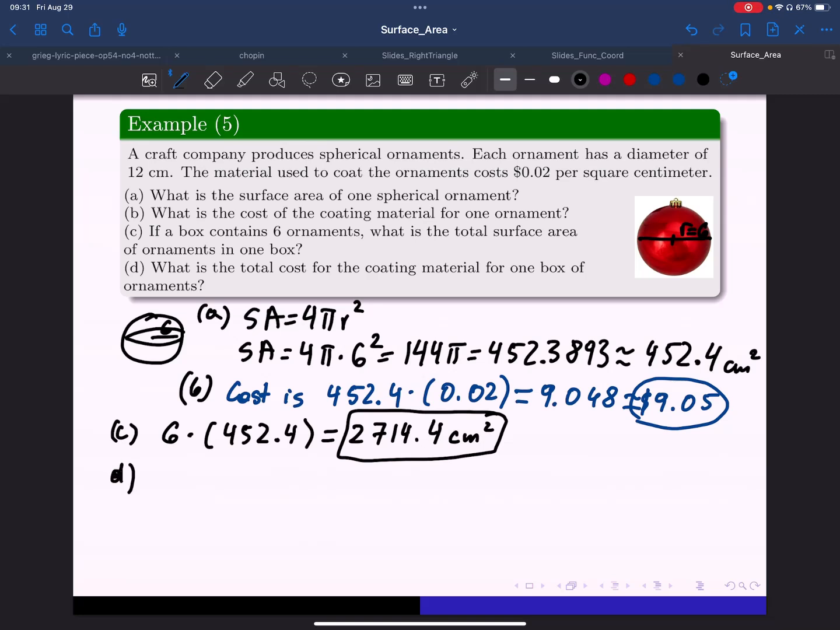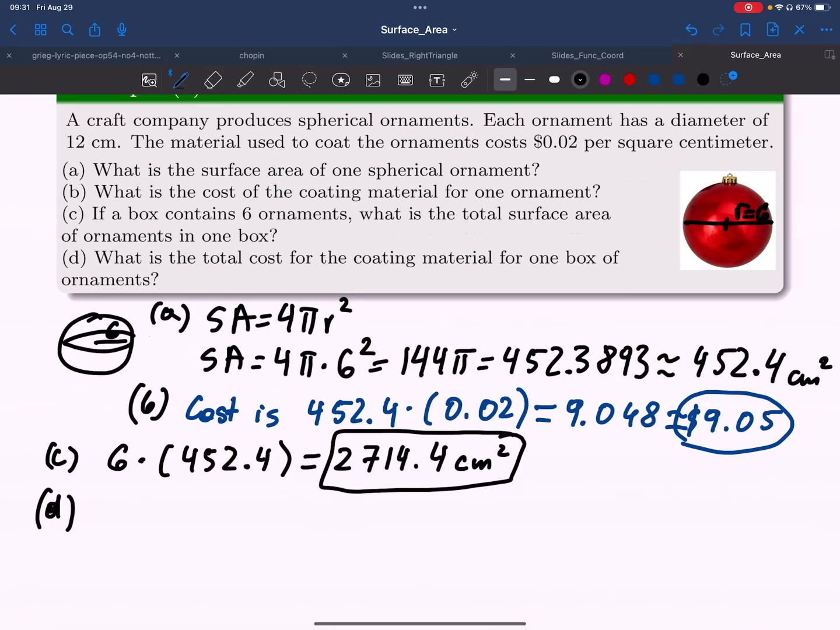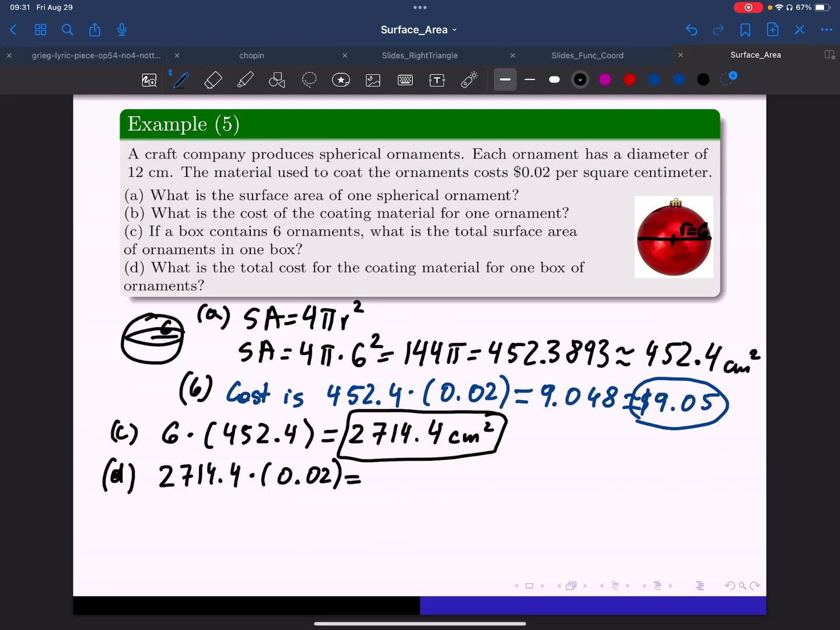And part D, what would be the cost of the box? We're going to use the surface area, which is 207.14 times 4, and we're going to multiply times 0.02, and that cost is 52.29. This is the cost of the whole box.